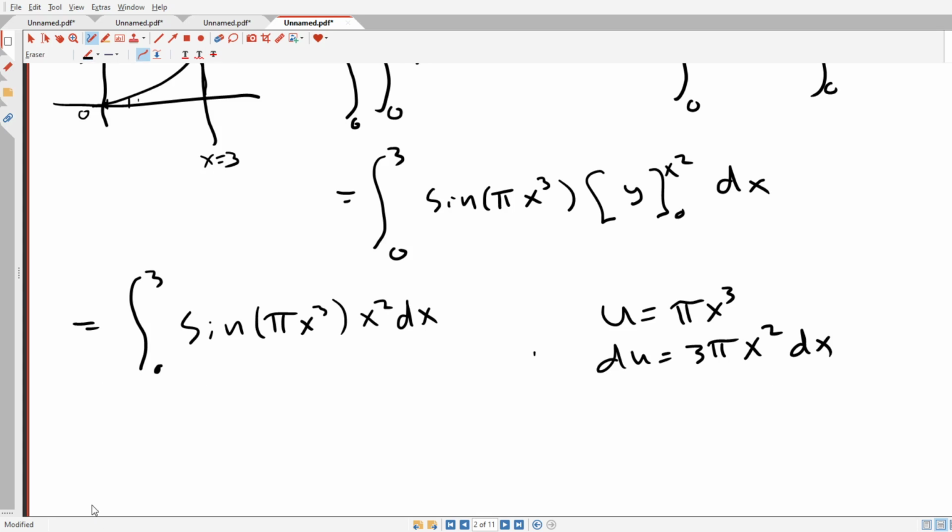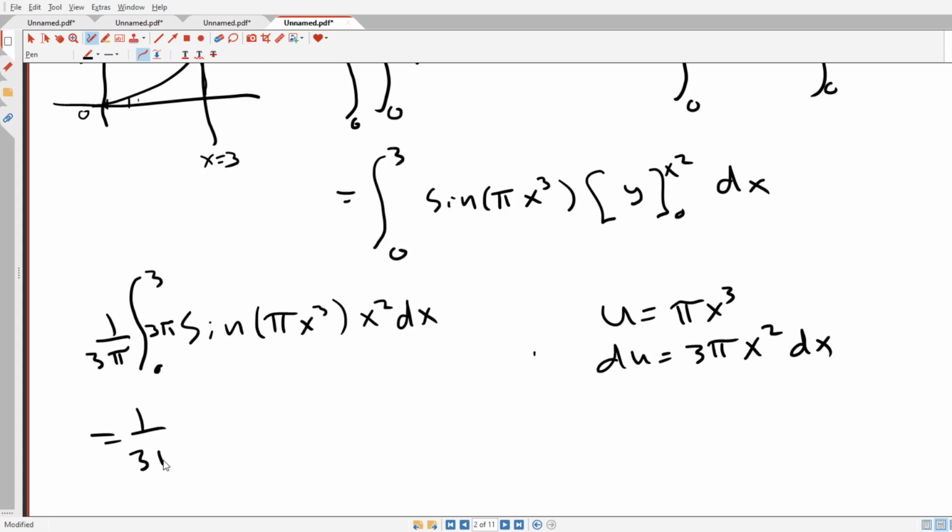So if I multiply and divide by 3 pi, then I have my du. Okay, so then this becomes 1 over 3 pi times the integral. So I need to change the bounds. At 0, it's 0. And at 3, this becomes 27 pi. And then I have 3 pi x squared dx, that's my du.